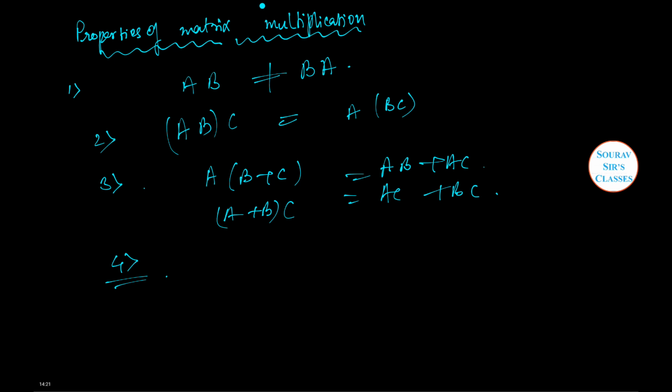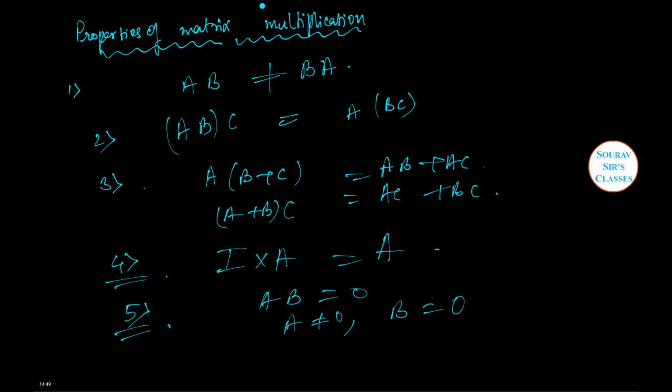Then the next property says that if I is the identity matrix, then I into any matrix gives us that matrix itself. The fifth property says that the product of two matrices can be the null matrix while neither of them is a null matrix, that is, A into B may be equal to 0 when A is not equal to 0 and B is not equal to 0. Here 0 means the null matrix. It is possible.